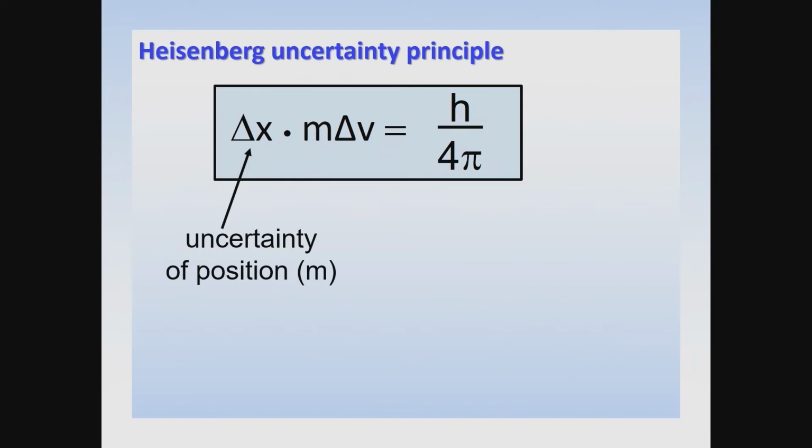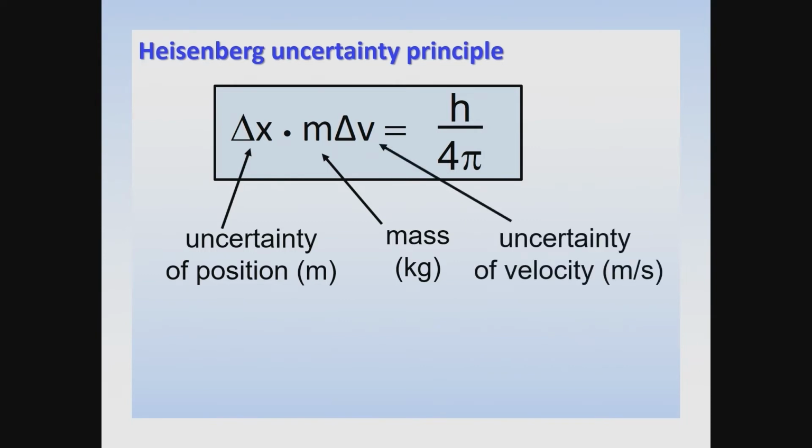It's a range of values that it could have. And I think that'll become more understandable when we do a problem. And then we have mass, which will be measured in kilograms. And then we have the range of velocities that that thing can occupy. And that will be the uncertainty of velocity. So that will be in meters per second.